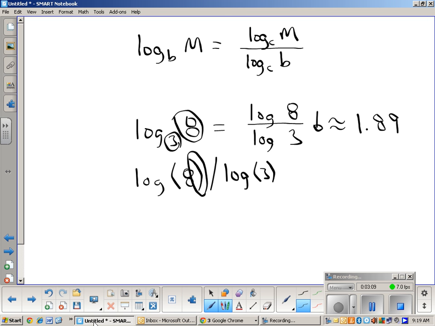Okay, so we confirmed we got 1.89 both ways, didn't we? Remember, your calculator may need an upgrade to have that change of base feature on it. Hook it up to your computer, go to TI, and do an upgrade. Any questions on this?